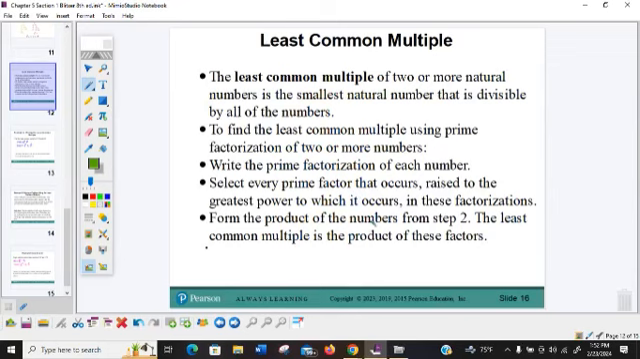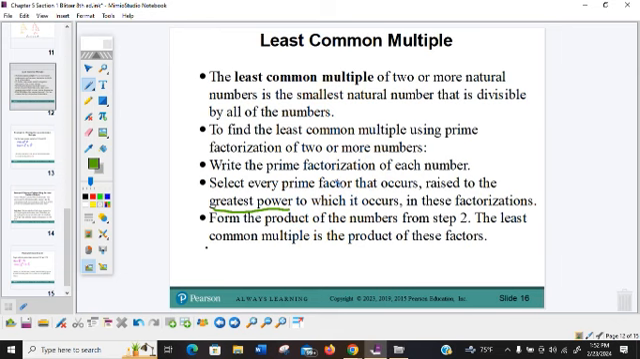In this last video for this section, we're going to learn about least common multiple. Okay, so least common multiple, we're going to use factor trees to find it, but it's a little bit different than greatest common divisor. First of all, for greatest common divisor, we picked the smallest exponent, and in this one, for least common multiple, we're going to pick the greatest exponent, okay?